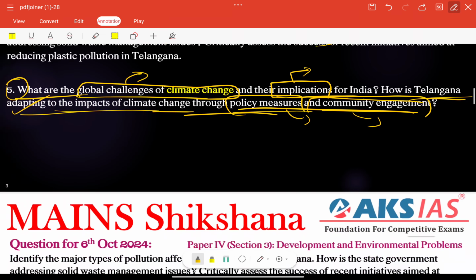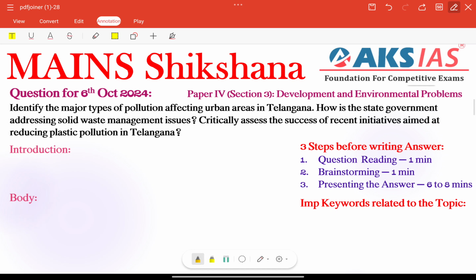So let's take today's question, especially the 4th question, a very important question for 6th October related to paper 4 section 3, development and environmental problems. Identify the major types of pollution affecting urban areas in Telangana. How is the state government addressing solid waste management issues? Critically assess the success of recent initiatives aimed at reducing plastic pollution in Telangana. Here we need to follow a method.